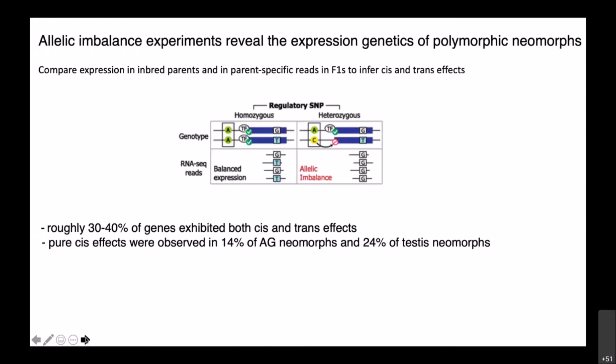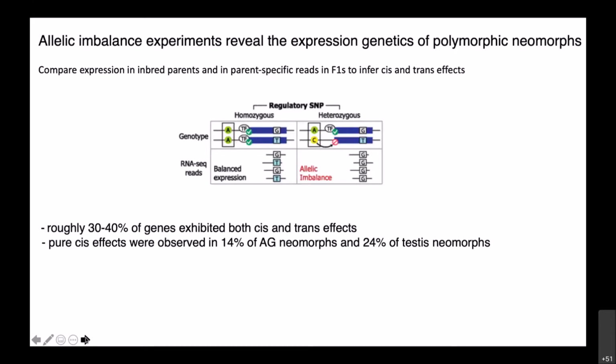What we've discovered in these experiments is that roughly 30 to 40% of the genes show complex underlying genetics. We don't know how complex they are, but they're not extremely simple. So there are cis and trans effects. The number of trans-acting factors affecting expression is a complete mystery at this point. Could be many, it could be only one, we don't know. But for a significant percentage of genes and crosses, we observe pure cis effects. So 14% of the polymorphic accessory gland neomorphs and about a fourth of the polymorphic testis neomorphs can be explained simply by cis-acting variation that's leading to expression differences among genotypes of Drosophila melanogaster.